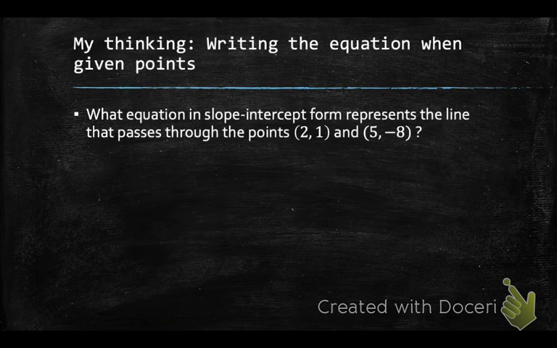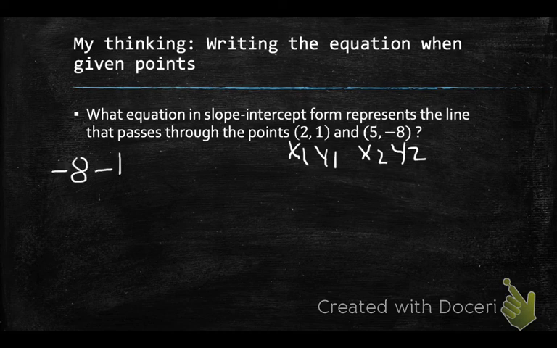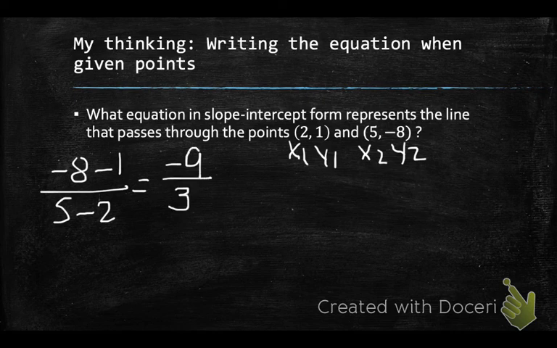Okay, we're going to skip that one, and we're going to do it with 2 points. It is the same concept with 2 points. So this is y2, x2, x1, and y1. So we substitute in -8 minus 1 over 5 minus 2. So -9 over 3, which equals -3.